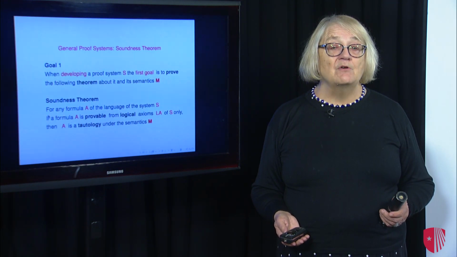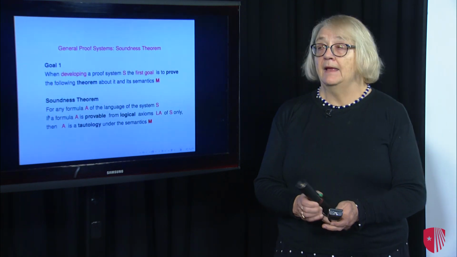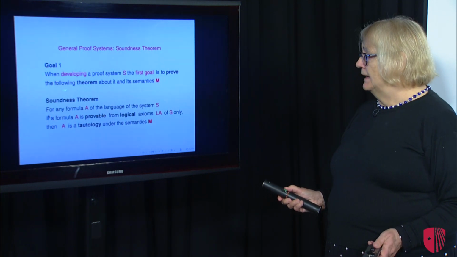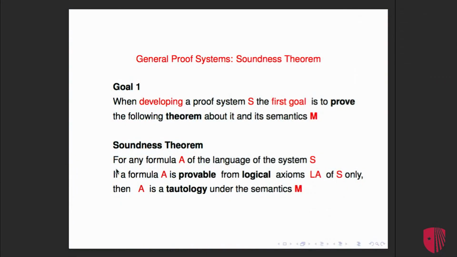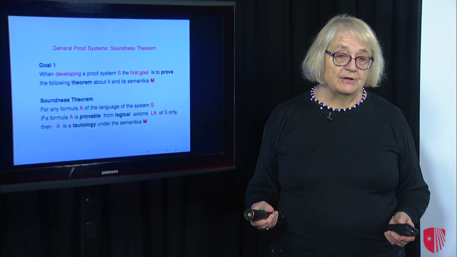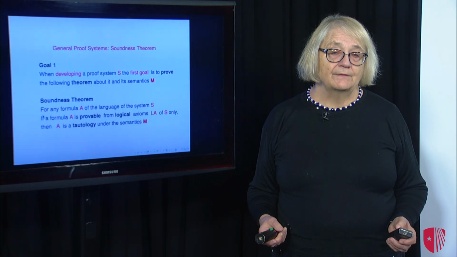So our goal first, when developing a proof system, is to prove the following theorem. And this is called the Soundness Theorem. Here we have the Soundness Theorem for any formula A of the language of the system. That's very important, because when we do formal proofs, everything has to happen in the language of the system. If a formula is provable, and we will define it formally, from the logical axioms LA of the system only, then A is a tautology under semantics M. So that is the general formulation of the soundness theorem.